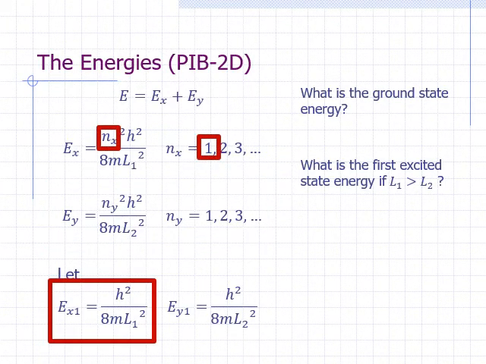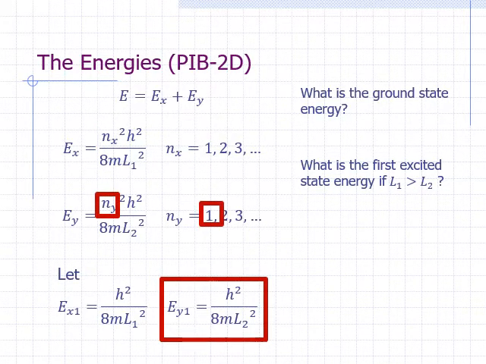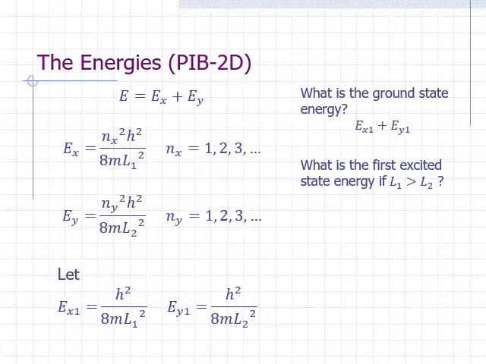That would be when n sub x is equal to 1. Let's call that E sub x1. What's the lowest possible value for E sub y? That would be when n sub y is equal to 1. Let's call that E sub y1. What is the ground state energy for the particle? That would be the lowest possible energy, which would correspond to n sub x equal to 1 and n sub y equal to 1. So that would be E sub x1 plus E sub y1.